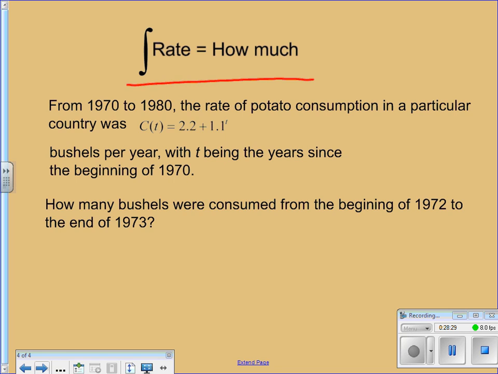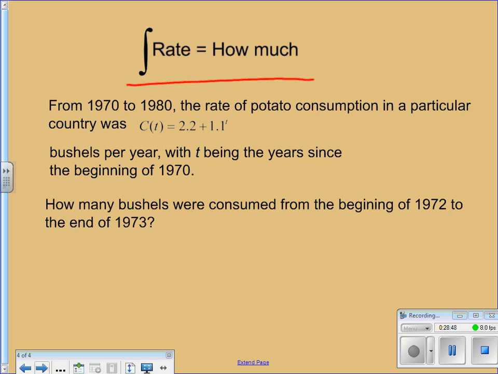Any rate can be changed. And if you think about it, this is exactly the opposite of taking the derivative. You take the antiderivative to find out how much. If you knew how much, you took the derivative to find the rate. They're directly related to each other. So here's a wonderful example.